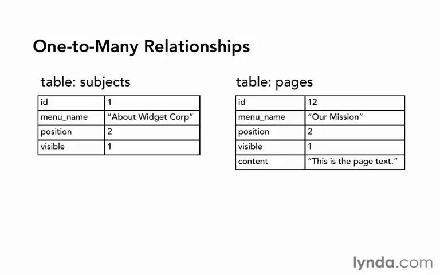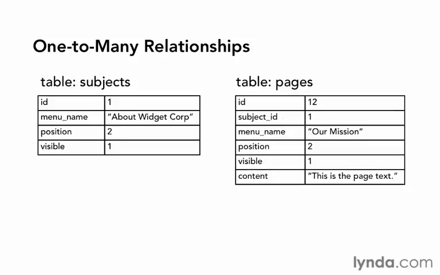What I need to do is add a column to one of them where the values will reference rows in the other table. And we're going to do that on a one-to-many relationship. We're going to do that on the many side, not on the one side, but on the many side, we'll add a column. So I'm going to add a column between ID and menu name called subject_id, and it has a value of 1. That relates to the value 1 that we have over in the subjects table.